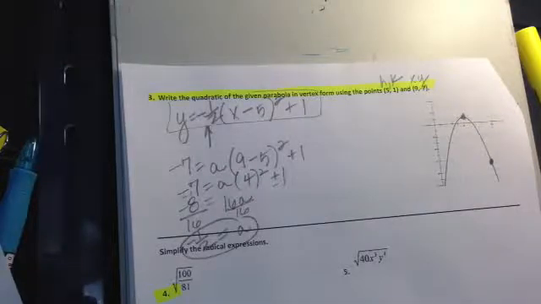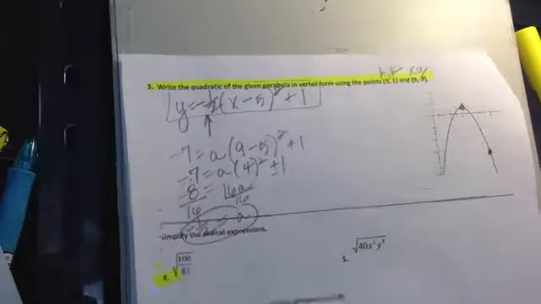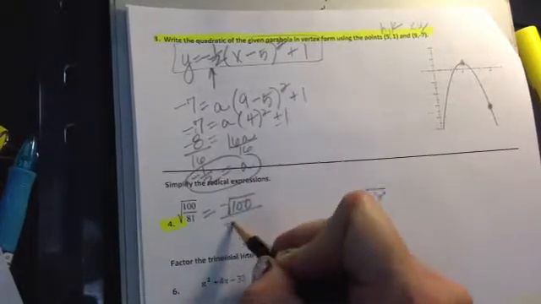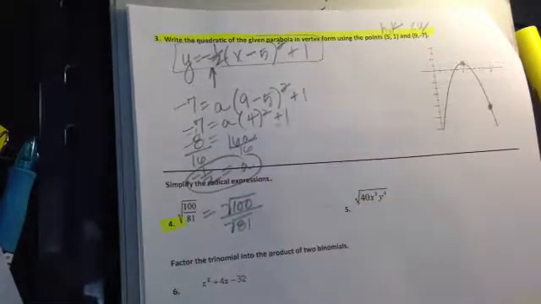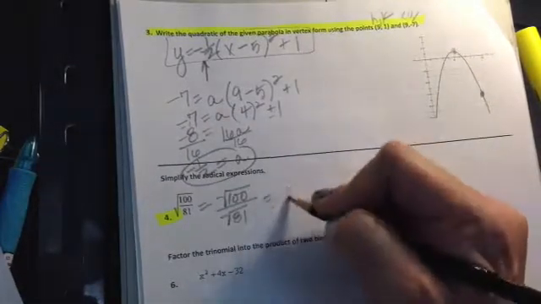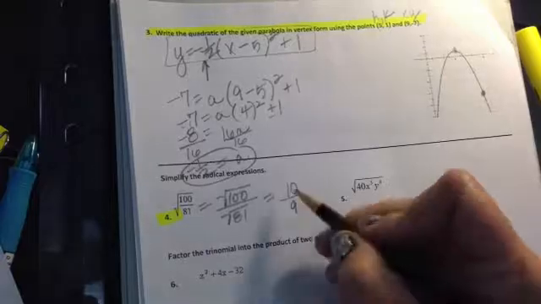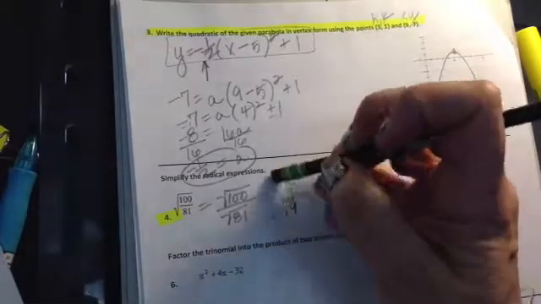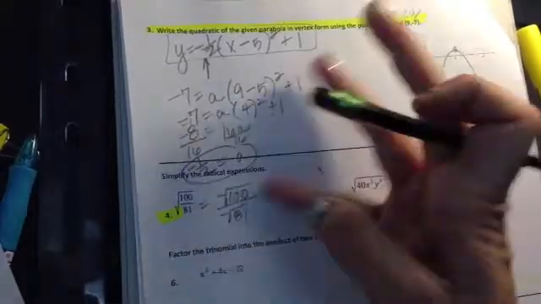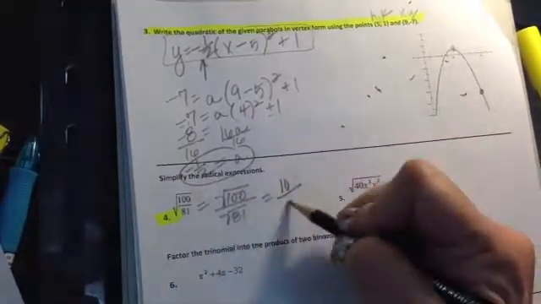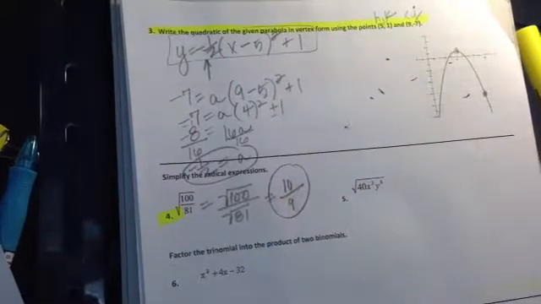Number 4, simplify the radical expression. I want you to rewrite this. This was an interesting one that was a common error here. I saw a lot of people do this, but then for whatever reason put a radical back over there. I don't know why. When we look at this at this point, radical 100 is 10. Radical 81 is 9. We're done.